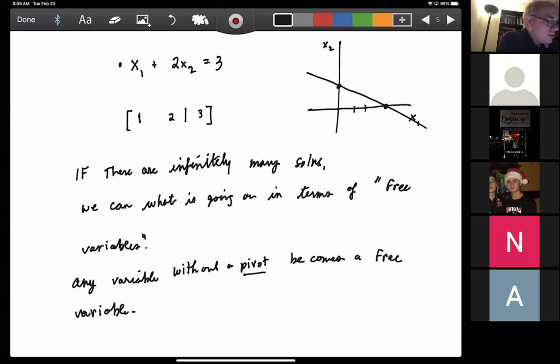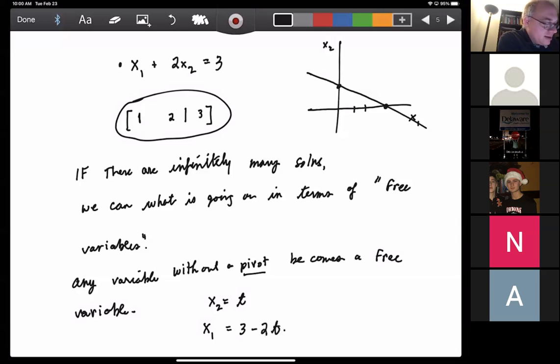Right, so essentially what we do is we say x2 is equal to some arbitrary parameter t, and then we use the equation we have to write x1 in terms of x2 in this case, or in general, we express all of our variables in terms of the free variables. So x1 would just be 3 minus 2t. Essentially what you're doing is parameterizing the solution. Note, this is a parameterization of our line.